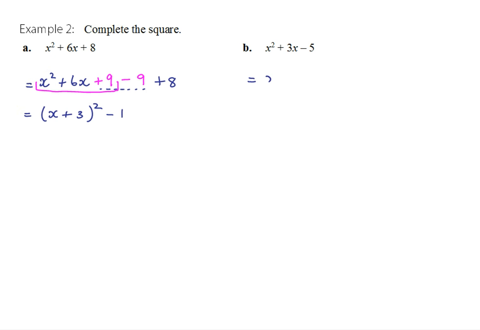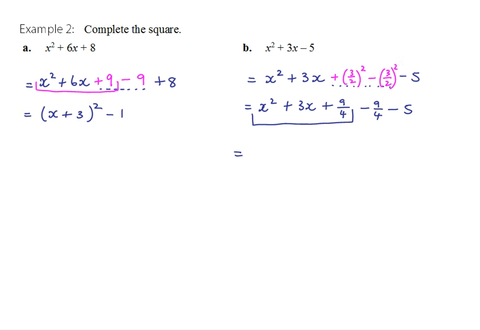So we've got x squared plus 3x. I need to work out what to add on to make it a perfect square, and then I'll have to take that away as well. And then I've got minus 5. Okay, so we wish to have half of 3 and then square it. So this is x squared plus 3x plus 9 on 4 minus 9 on 4 minus 5. And this here is my perfect square, which is going to be x plus, now remember the term in the bracket is half of the coefficient of x, so 3 on 2 all squared.